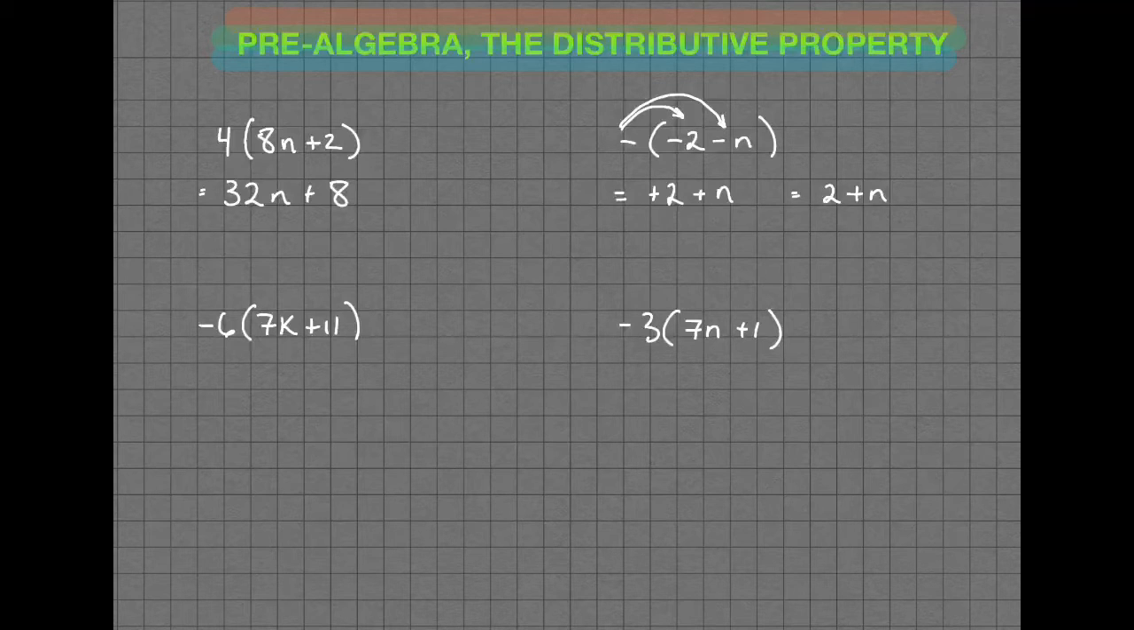Okay, next problem. Negative 6 times 7k plus 11. We're just going to drop in that negative 6 this way and this way. So negative 6 times 7 gives us a negative 42k. And then negative 6 times 11 gives us a negative 66.